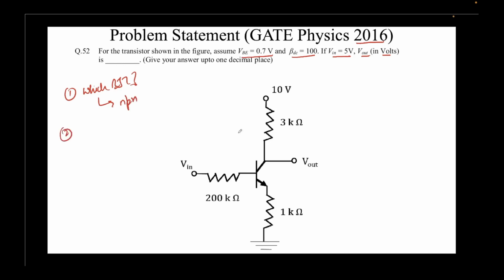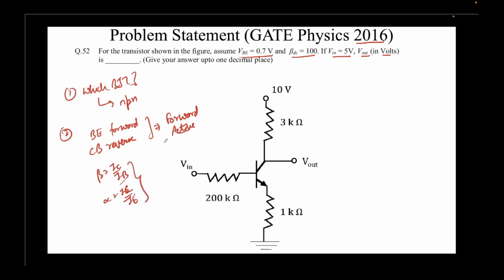Second thing we ask is, which mode is this BJT operating in? Note that if we are given VBE equal to 0.7, this means the base emitter is forward biased. But the question does not say anything about the collector base junction, so we'll assume that the collector base is reverse biased. This means the mode is the forward active mode, and all the expressions where beta equals IC upon IB and alpha equals IC upon IE are valid only when the BJT is working in forward active mode. So we'll assume that the BJT is in fact working in forward active mode.